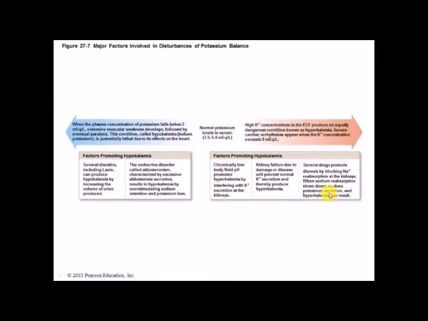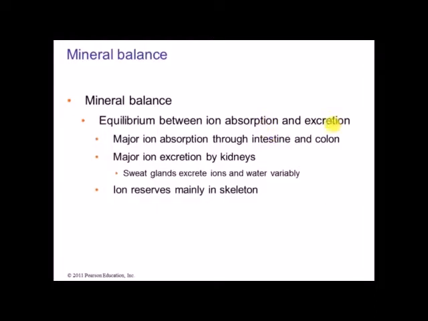So we know that with mineral balance, we're looking at a balance between your ion absorption and your ion secretion or excretion. Most of our intake we take in through our mouth, intestines and colon, and then we lose a lot of it through our kidneys. We lose some of it through our sweat glands also. And most of our mineral reserves are in our skeleton.